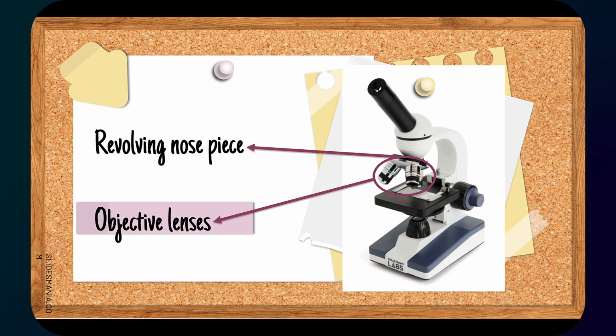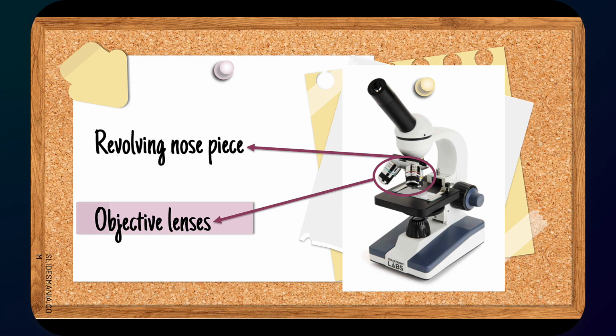The low power objective lens is the shortest one and it magnifies 4 times. The medium power objective lens is the middle-sized one and it magnifies 10 times. And the high power lens is the longest one and it magnifies 40 times. And that one will be the closest to the specimen when you're looking at it.